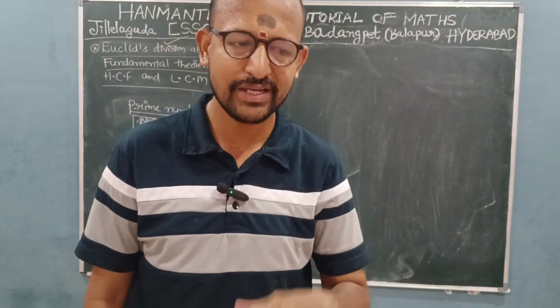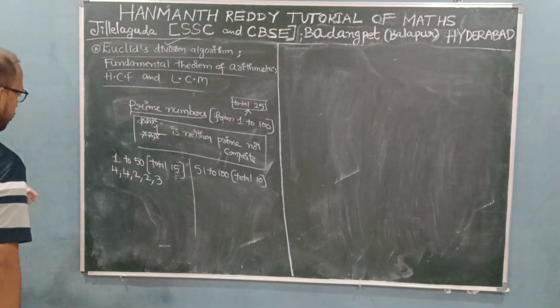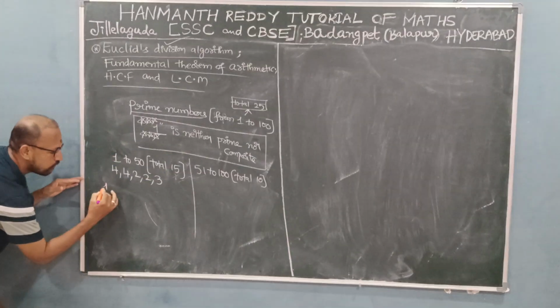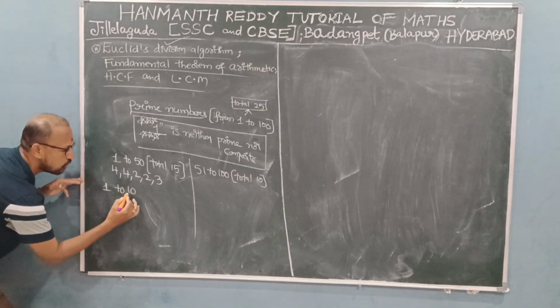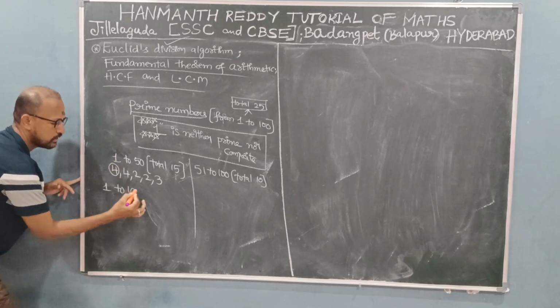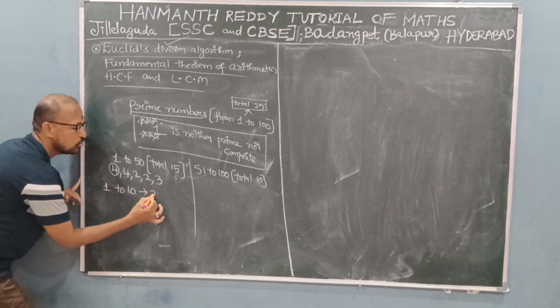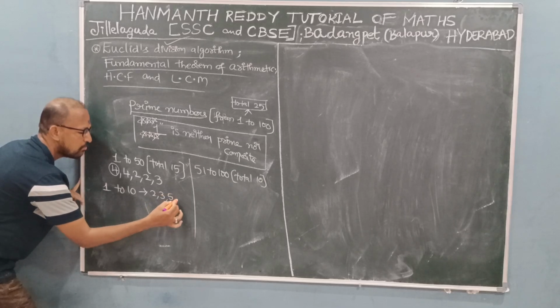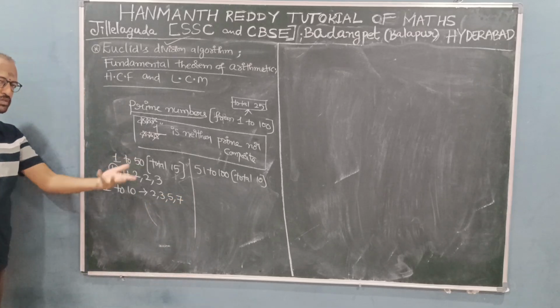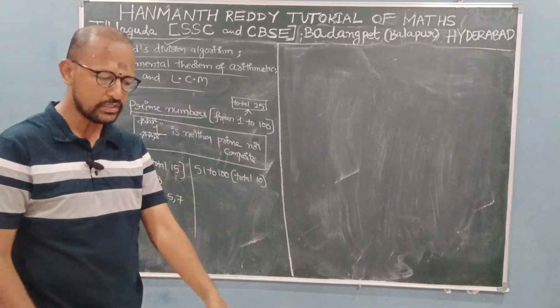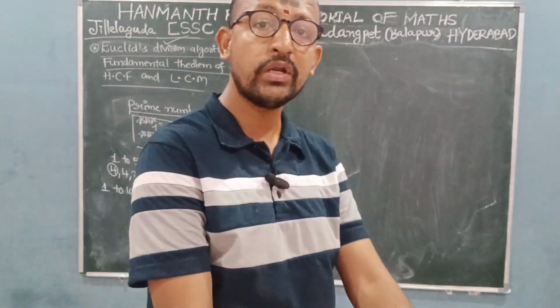The first group is only single digits. Now I am going to list the prime numbers from 1 to 10. The total is 4. So what are they? Only 2, 3, 5, 7. Single digit prime numbers are exactly 4. Never cross 7: 2, 3, 5, 7.